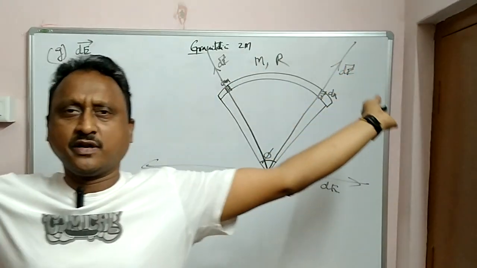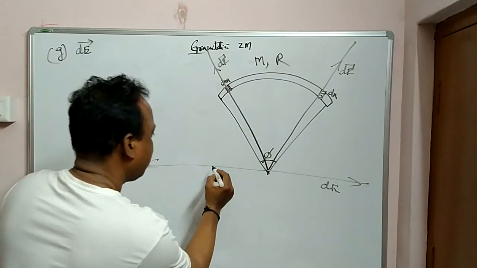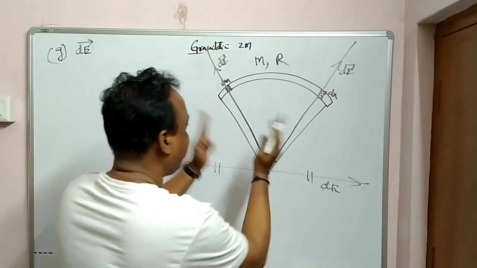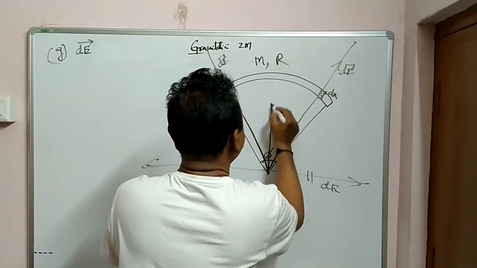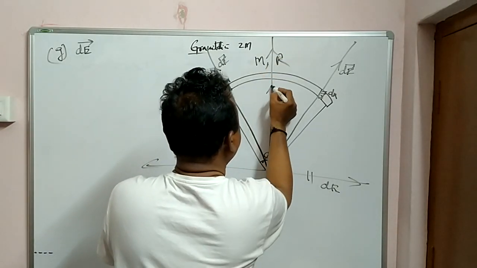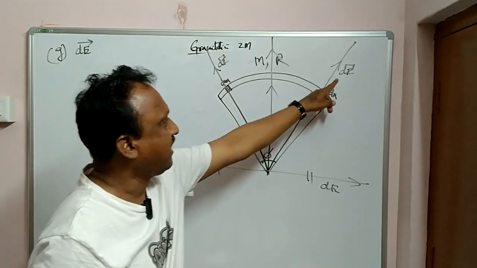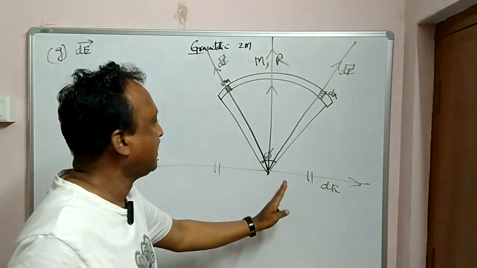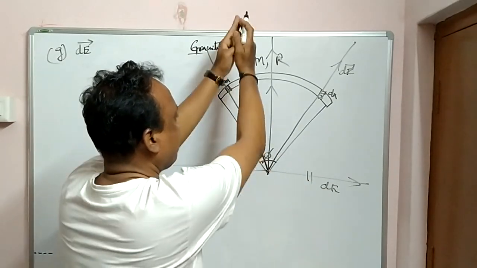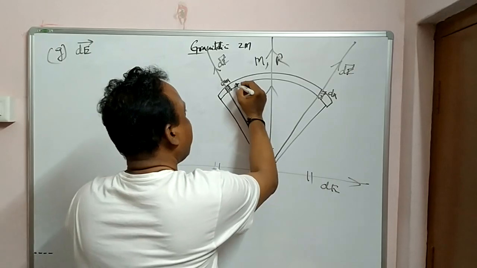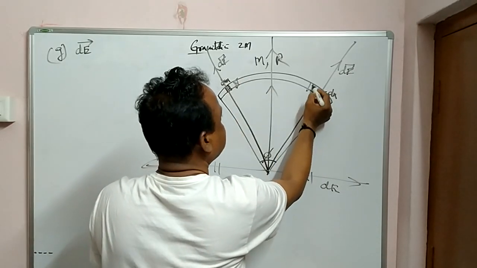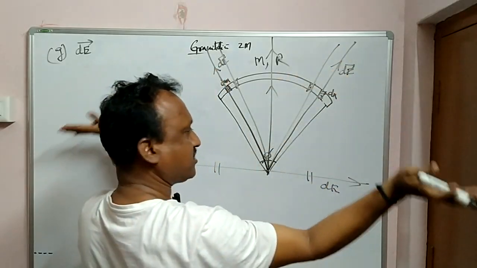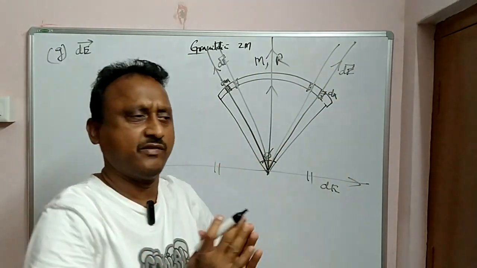So these two horizontal components, what happens? They cancel together. The horizontal components cancel, because they are in opposite directions. But what about the vertical components? Finally in this direction they will add up. In the same way, if you take any dm mass, you will have the field in this direction. Horizontal components will be cancelling and vertical components will be adding up.